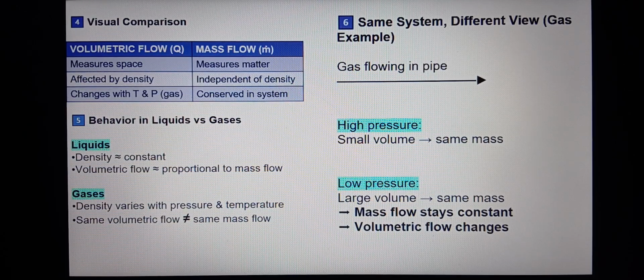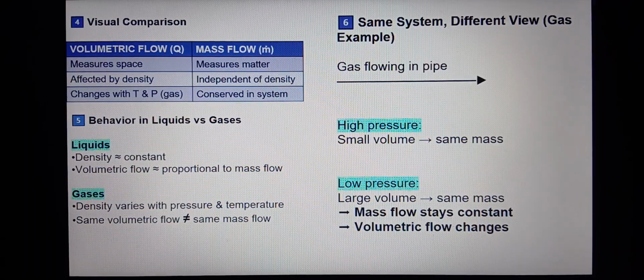Behavior in liquids versus gases. In liquids, density is constant, so volumetric flow is proportional to mass flow. In gases, density varies with pressure and temperature, so the same volumetric flow is not equal to the same mass flow.